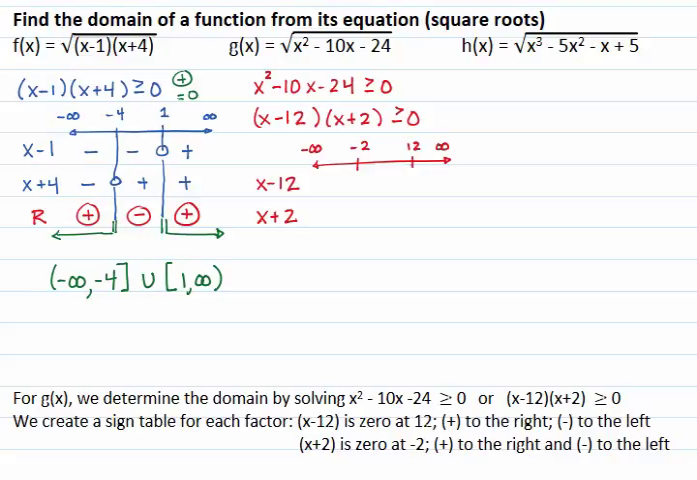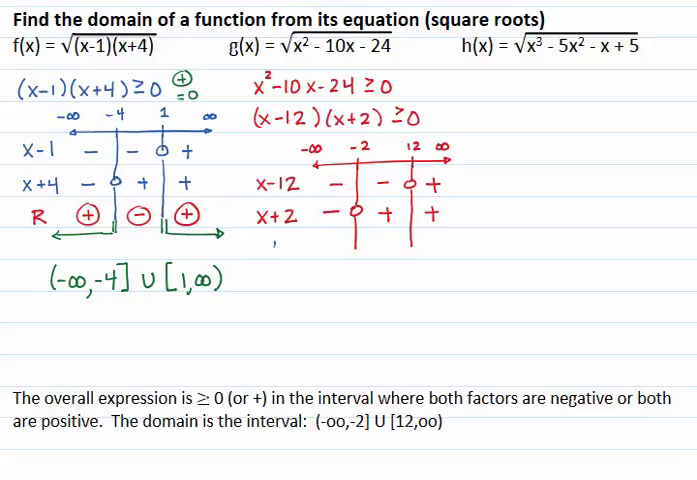X minus 12 is 0 at 12, positive to the right and negative to the left. X plus 2 is 0 at negative 2, positive to the right of its 0 and negative to the left. The product, which corresponds to the radicand, will be positive when they are both negative or when they are both positive, and negative in the middle.